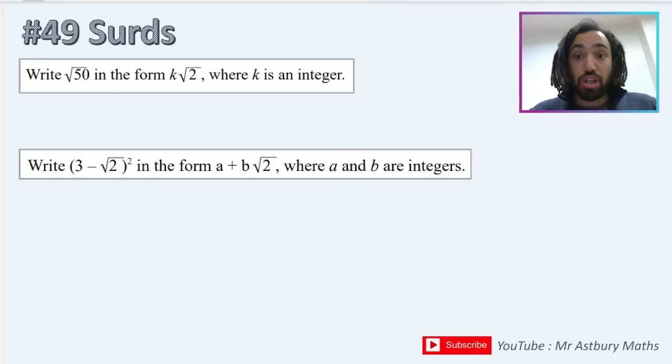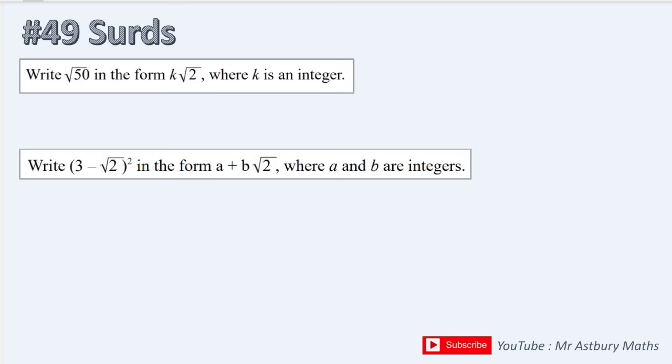49 surds. Let's do it. Root 50 can be written as the square root of 25 times the square root of 2, simply because 25 times 2 equals 50. And I've written it like that because 25 is a square number, so the square root of 25 is an integer, which is 5. So I've now written it in the form of k root 2, where k is an integer.